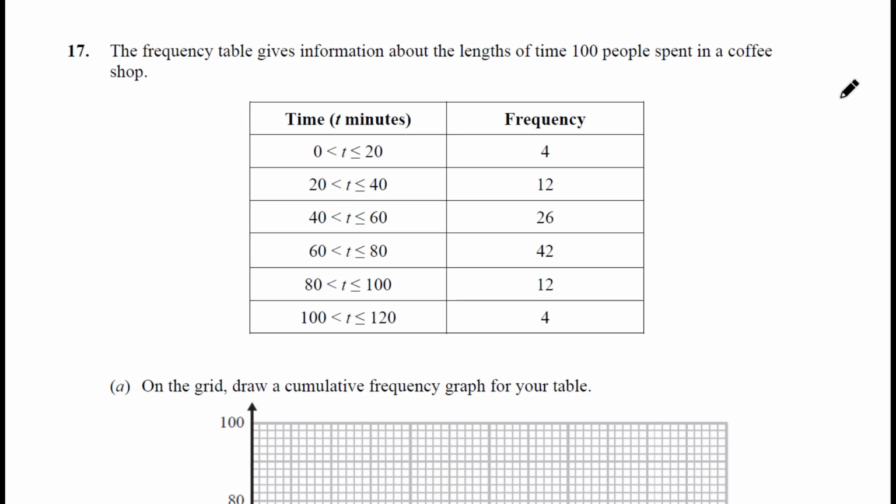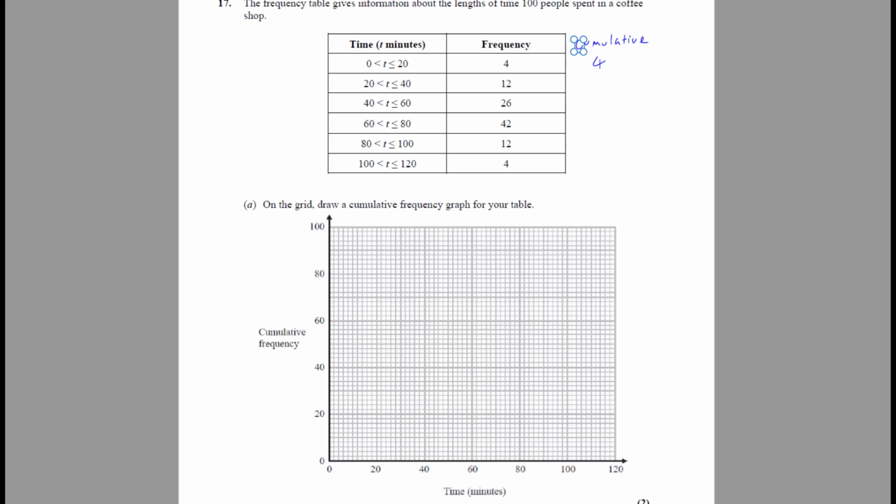Cumulative frequency. So this is a cumulative frequency graph. So the frequency must add up. That's what cumulative means. So you're going to go from 4, add 12 is 16, add the 26 is 42, add the 42 is 84, add the 12 is 96, and add the 4 is 100. That makes a total of 100 people, so we've done that correctly. That needs to be worth 1 mark doing that in itself.